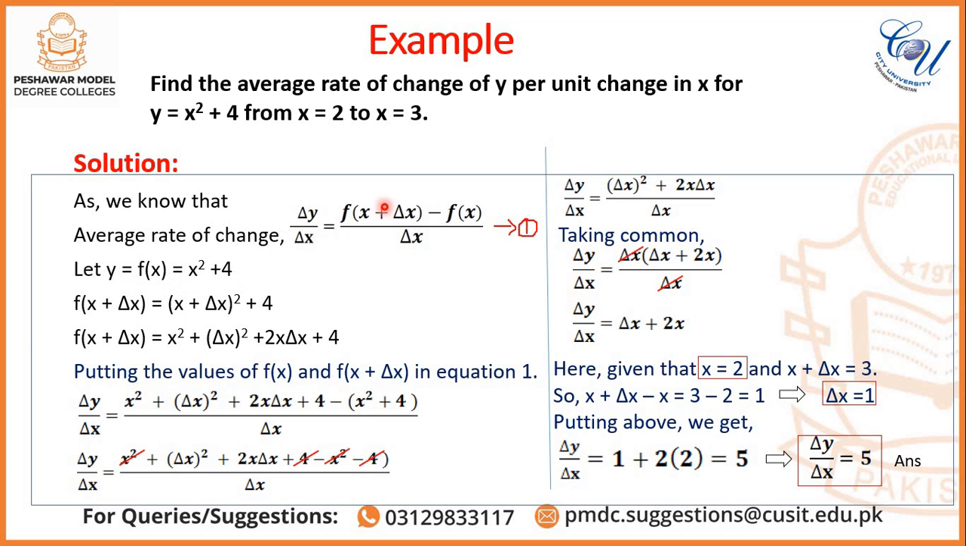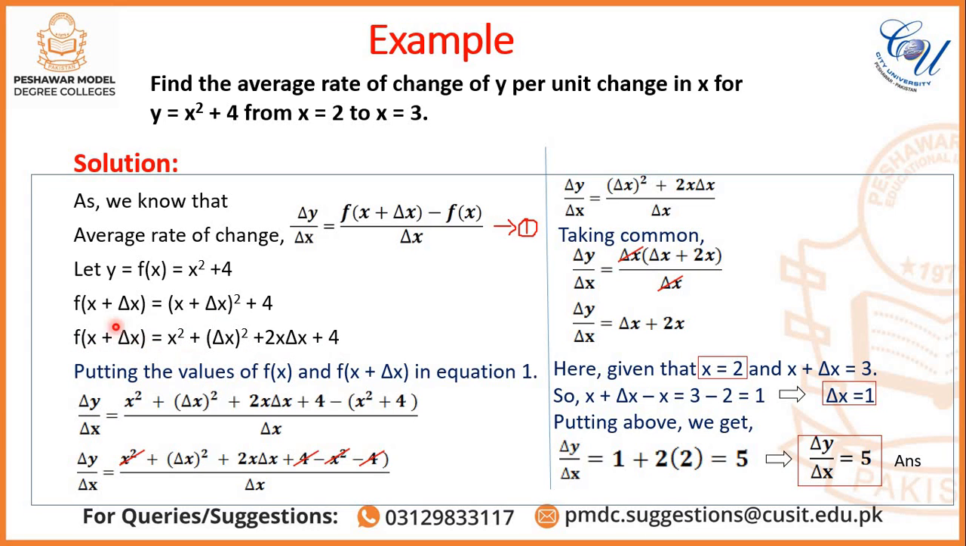Now we are going to find f(x + Δx). f(x + Δx) = (x + Δx)² + 4. We have just replaced x by x + Δx in this function. So opening the whole square using the formula of (a + b)², we get x² + Δx² + 2xΔx + 4, which is the value of f(x + Δx).